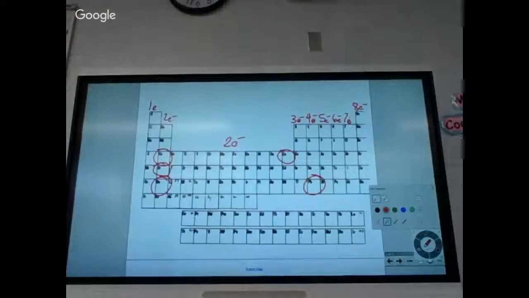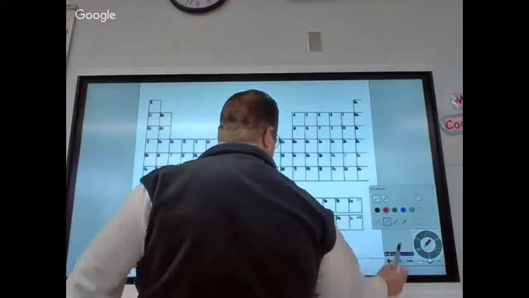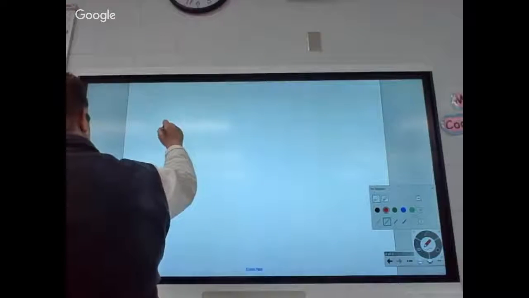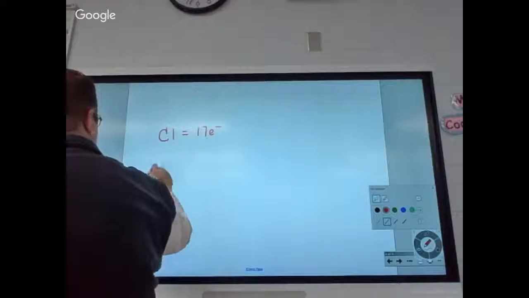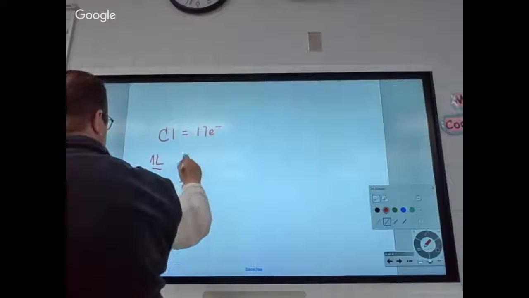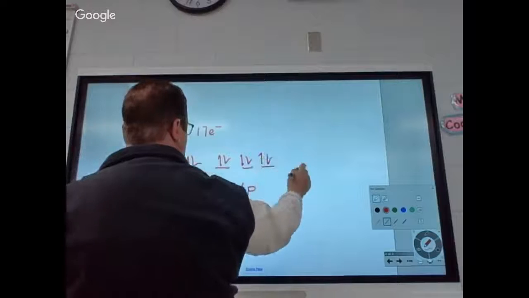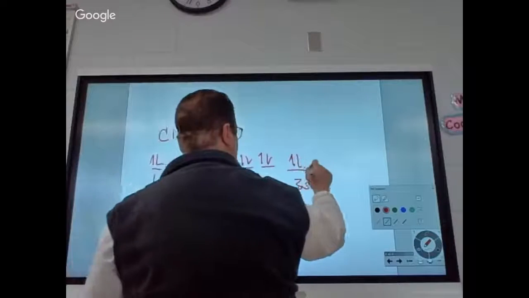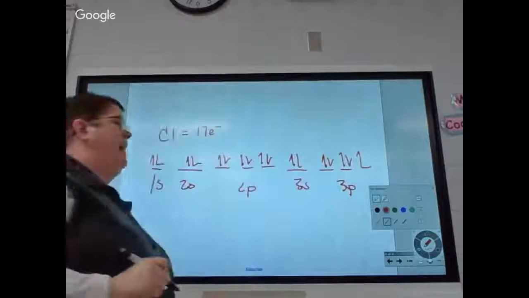All right, the total number of orbitals filled in chlorine. The only way you can find total orbitals filled is to draw the orbital diagram, for the most part, unless you can shortcut it using the periodic table. Most of you probably can't. So chlorine has what? 17 electrons? Yeah. So 1s, 2s, 2p, 3s, 3p. So how many are filled?